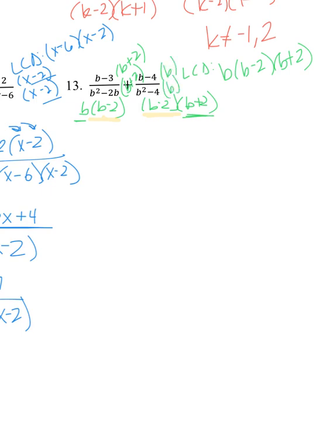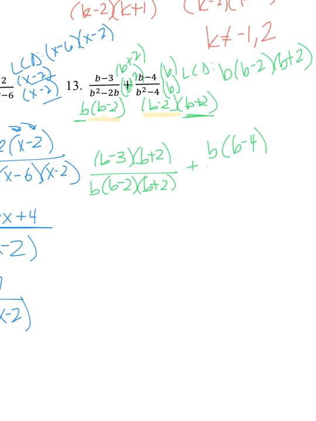So here you're going to have, if I rewrite this whole next one, you're going to have b minus 3 times the quantity of b plus 2. All of that over b times the quantity of b minus 2 times the quantity of b plus 2. The next one, you're going to have b times the quantity of b minus 4 over, because I'm multiplying just numerator and denominator by it, the b times the quantity of b minus 2 times the quantity of b plus 2.